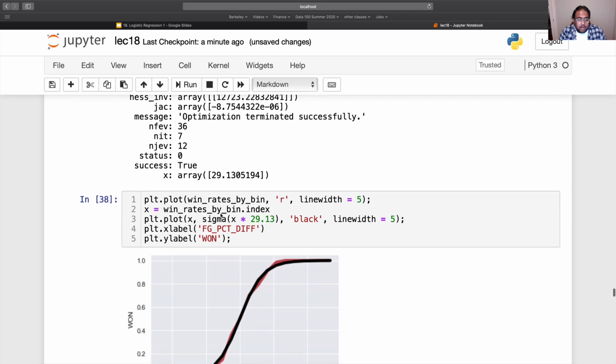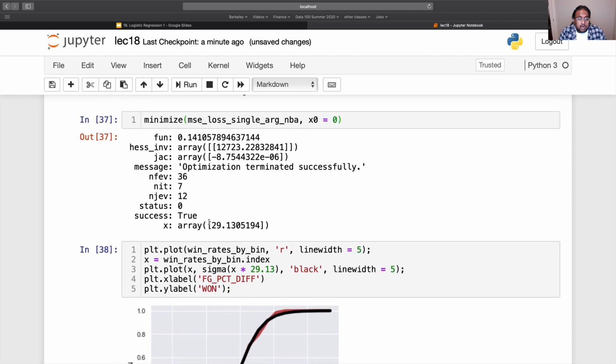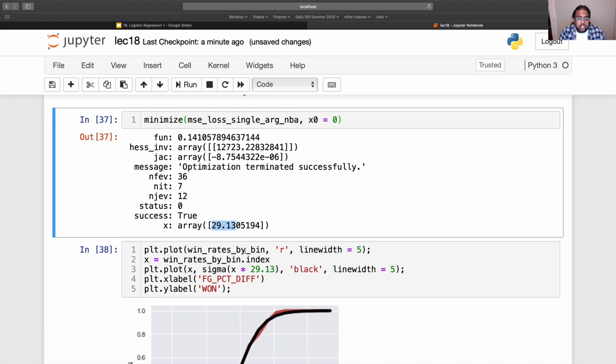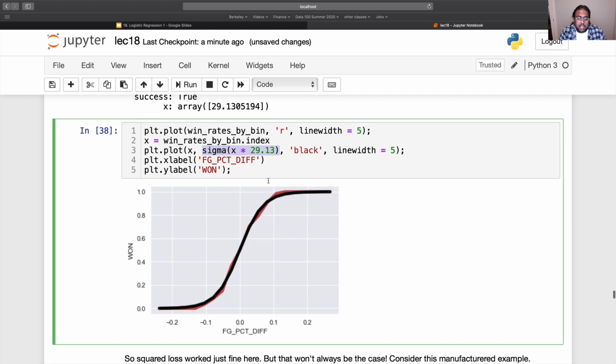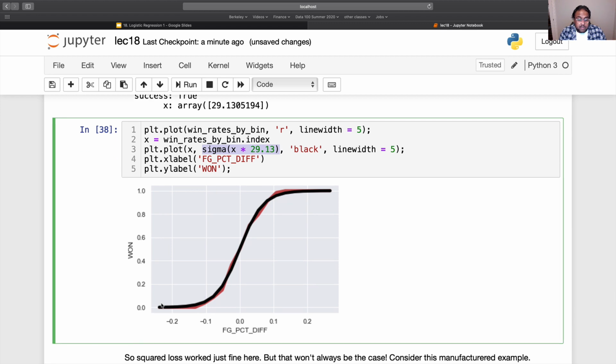And now, my best value of theta that minimizes mean squared error is 29.13, and if I plot sigma of 29.13 times x, you can see that it almost perfectly matches that red graph of averages that we saw before. So if you remember earlier in the notebook, we plotted x times 30. The best choice of theta when it comes to mean squared error is 29.13, but 30 was close enough. Anyways, it seemed like using mean squared error worked just fine here, but that isn't always the case.